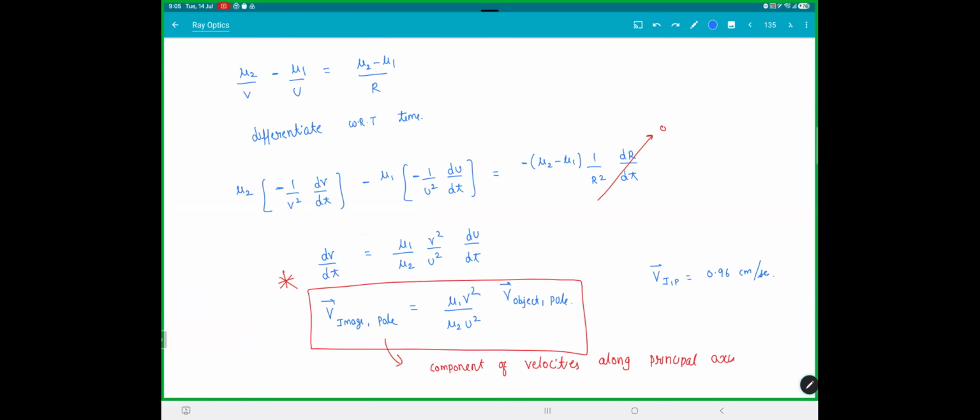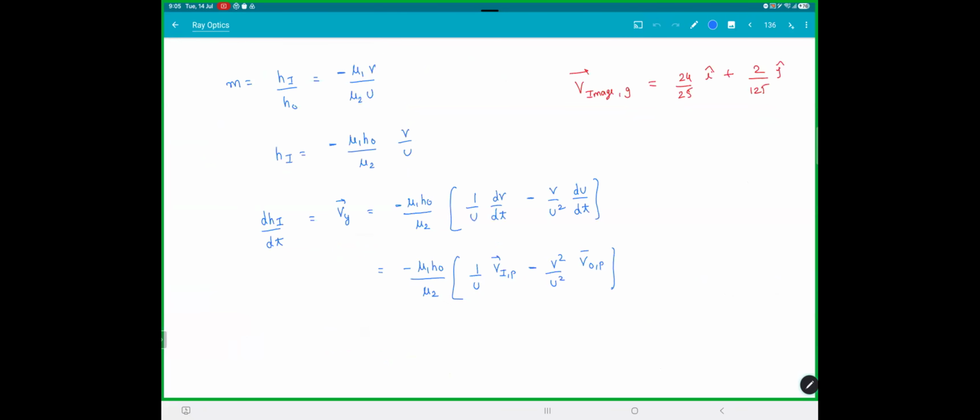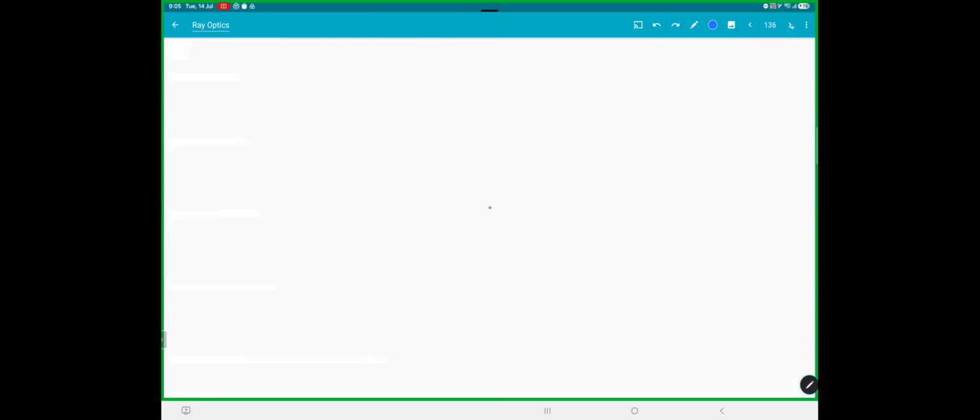Clear? Next one. Any doubts on this? Don't worry about the notes. I'll send you the PDF. So focus on solving and understand and absorb everything. Let's see the next one.